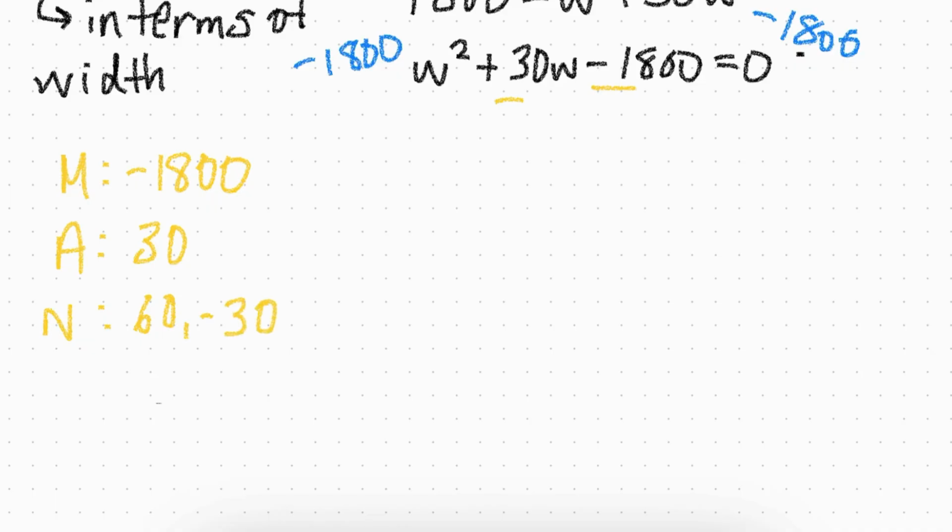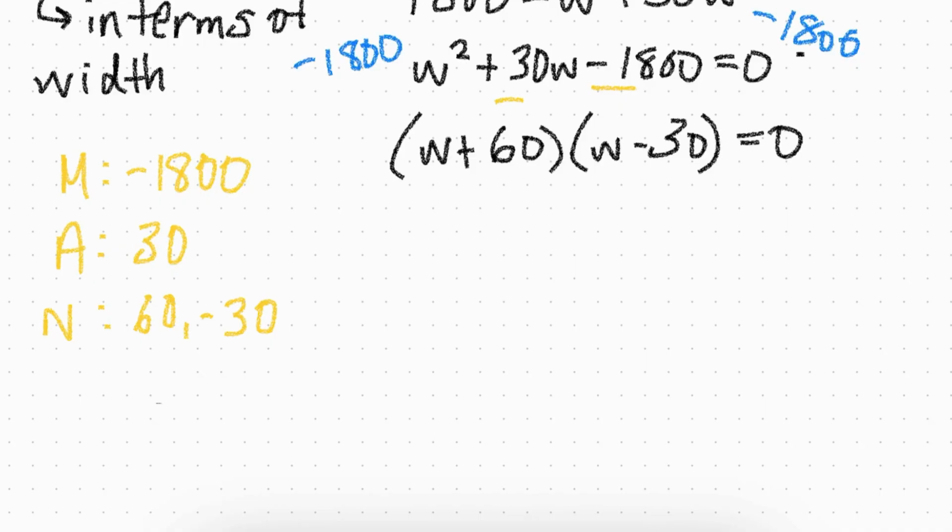You could go ahead and pause the video and try to figure it out that way. Or what you could do is remove the zeros and determine which numbers add to 3 and multiply to negative 18. So in this case, we're going to get 60 and negative 30. Now this becomes W plus 60 and W minus 30 as our factors equals 0. Next, we want to set each bracket equal to 0 and solve for the variable, in this case, W.